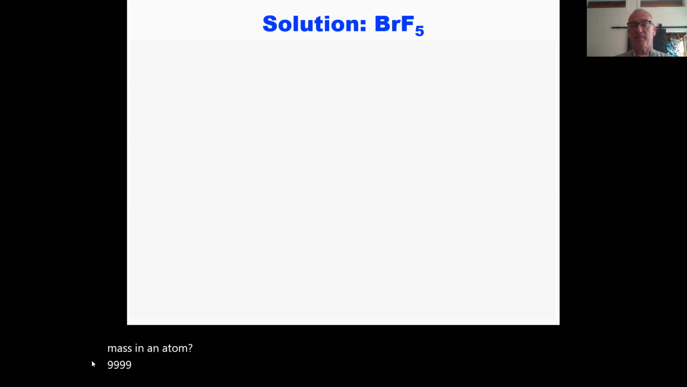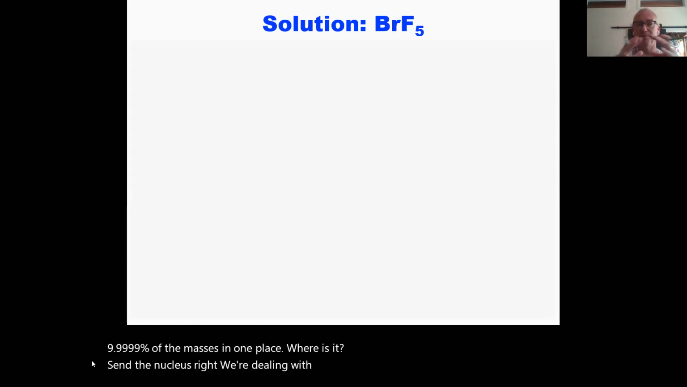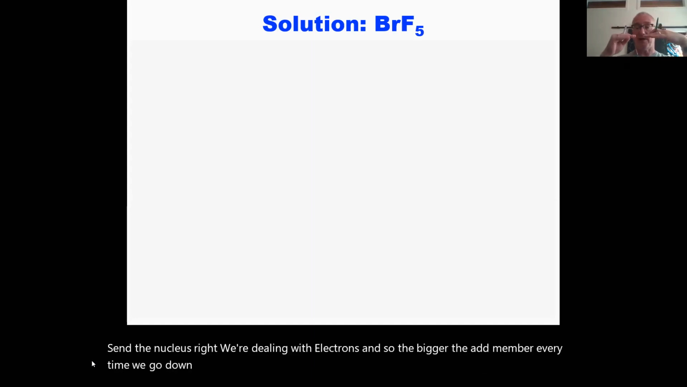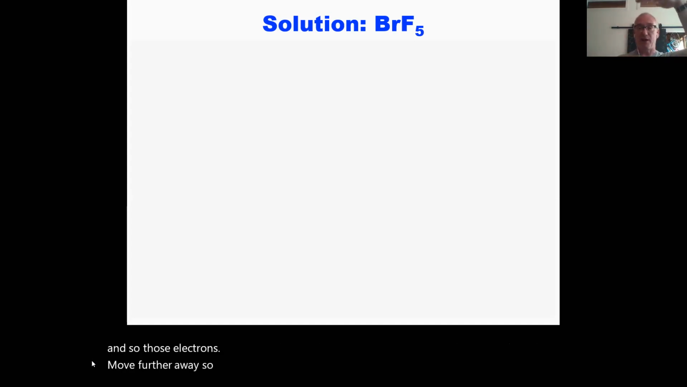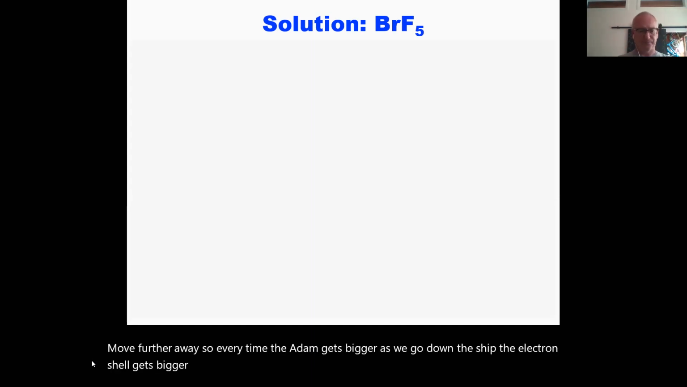99.9999% of the mass is in one place. Where is it? The nucleus. It's in the nucleus, right? And we're dealing with electrons. And so the bigger the atom, remember, every time we go down the periodic table, we do a new period, we add another shell of electrons. And so those electrons move further away. So every time the atom gets bigger as we go down, the electron shell gets bigger, the radius gets bigger, and so the nucleus can't pull on those electrons as much because they're further away.